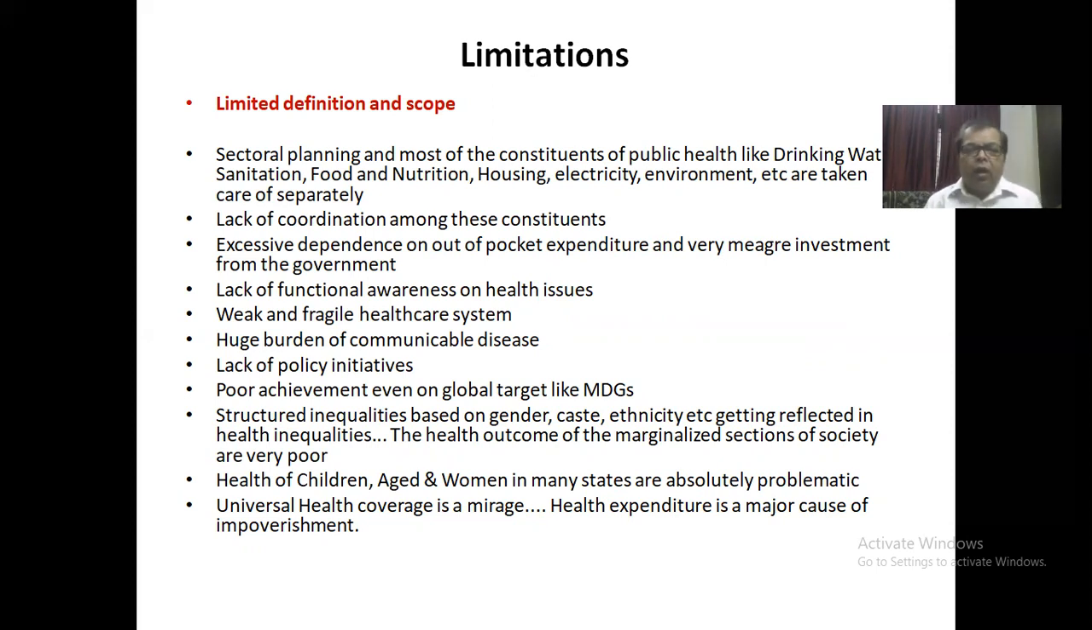And then basically issues related to drinking water, sanitation, food and nutrition, housing, electricity, environment, etc. are taken care of separately, and we do not find unified structures related to them, although the functioning are overlapping and almost interdependent. Then because of this existence of separate structures, sometimes we can see that there is a lack of coordination among these components.